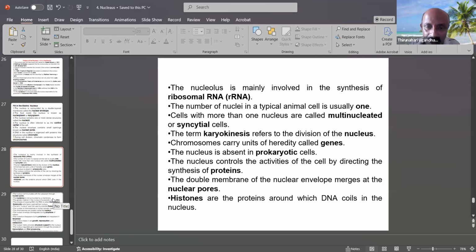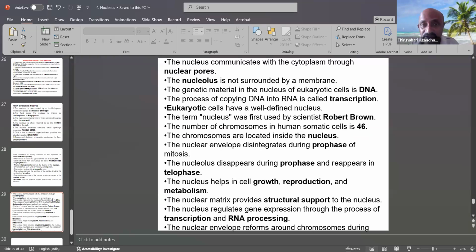The nucleus is absent in prokaryotic cells. The nucleus controls the activities of the cell by directing the synthesis of proteins. The double membrane of the nuclear envelope merges at the nuclear pores. Histones are the proteins around which DNA coils in the nucleus. The nucleus can communicate with the cytoplasm through nuclear pores. Important: communication means both exchange.